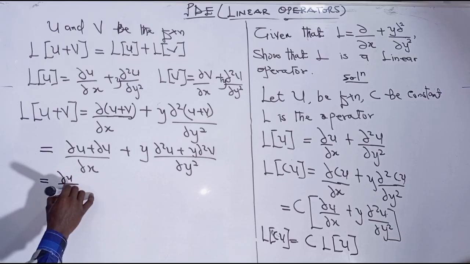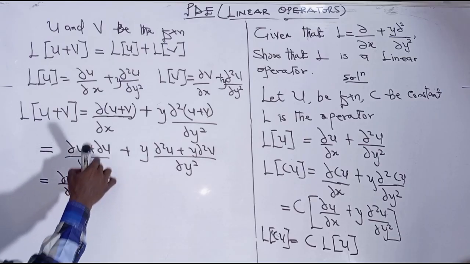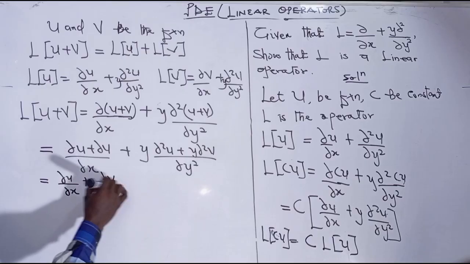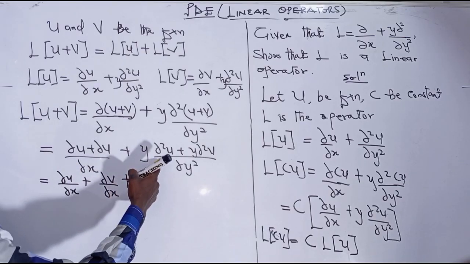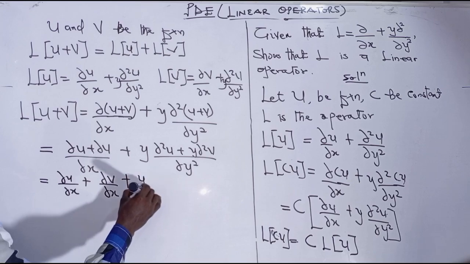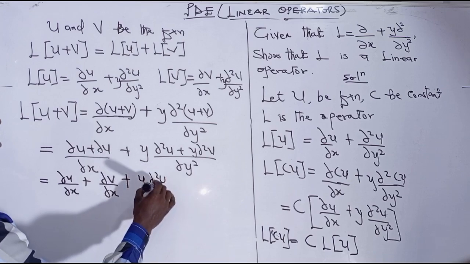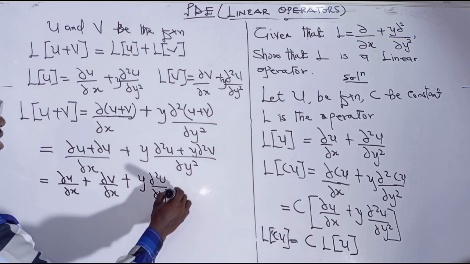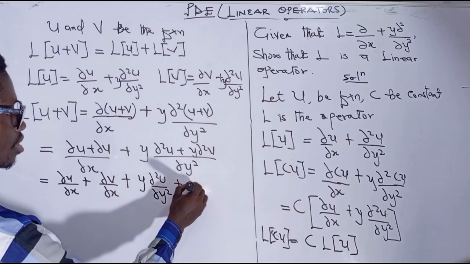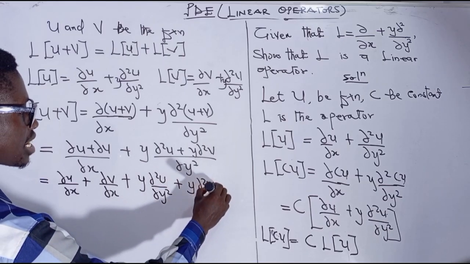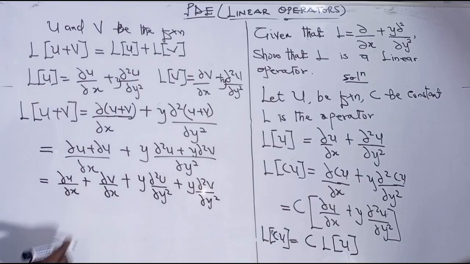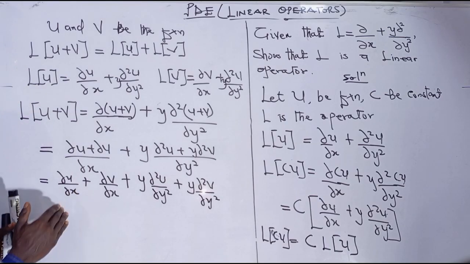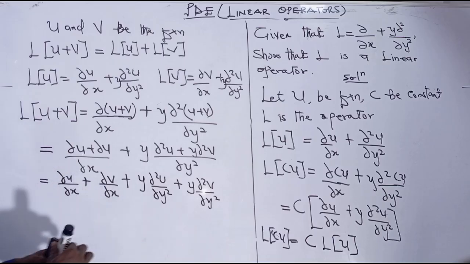∂U/∂X. Then we have plus ∂V/∂X. Then we have our plus here. We can also split this and write this as Y ∂²U all over ∂Y², plus Y ∂²V all over what? ∂Y². So for me, what we are going to do is group the function with the U together and then the function with the V together.